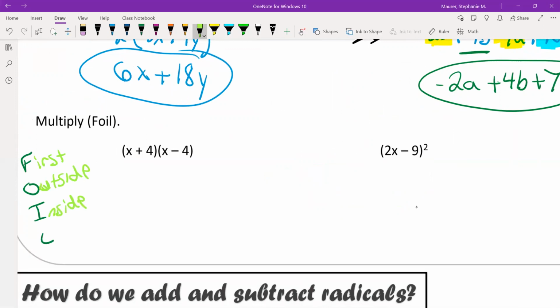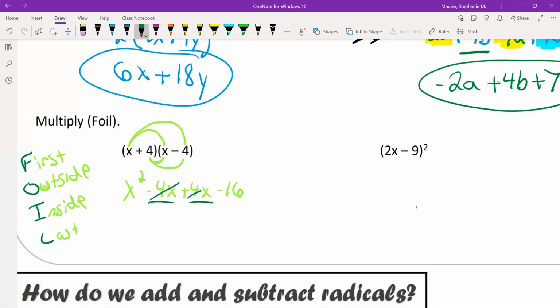inside, and last. Which means we're going to take the first number over here and multiply it by the first number over here, giving us an x squared. And then we're going to take the outside number over here and multiply by the outside number over here. That's a negative 4x. Inside, we take the two inside pieces right next to each other to give us a positive 4x. And then the last one's 4 times negative 4 gives us negative 16, in which case we're at the moment where we can combine like terms.